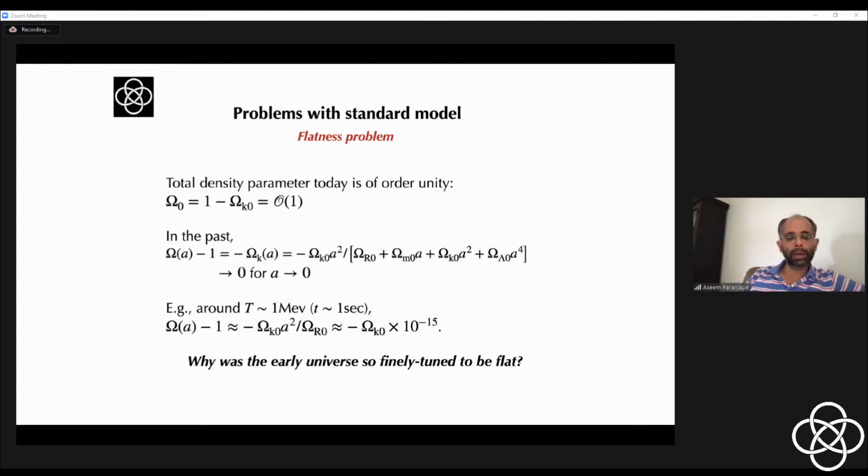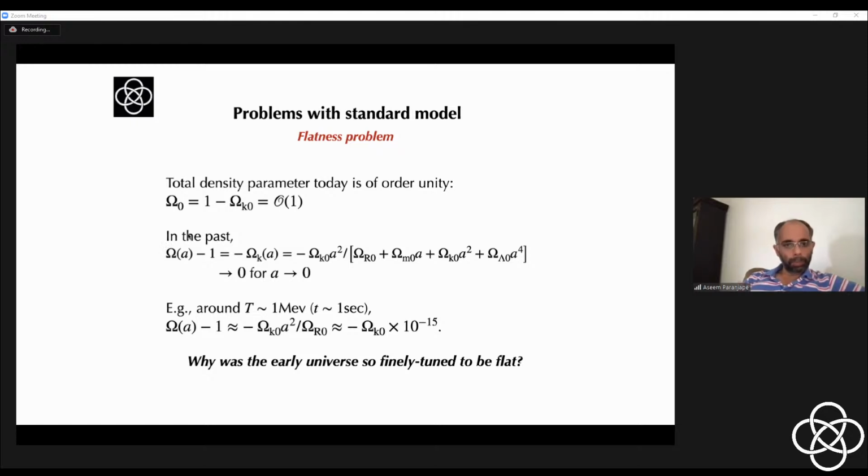So let's go ahead and discuss what I mentioned before, problems with the standard model of cosmology. So the first interesting problem is called the flatness problem. So these are problems that were addressed in the 80s. Okay, so people realized that this is an issue with the standard model. So the first such problem is called the flatness problem, and let's see what the issue is.